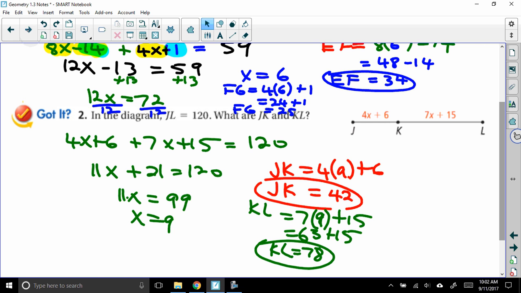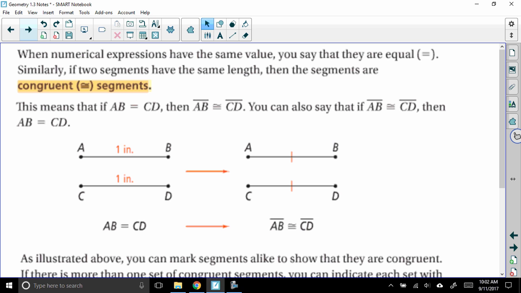Moving right along then. What numerical expressions have the same value when you say they are equal? Oh, when? I'm sorry. I misread that. I'm a horrible reader. When numerical expressions have the same value, you say they're equal. If two segments have the same length, we use a different language. We say that those segments are congruent. The sign for congruency is an equal sign with a little, I think that's a tilde. So an equal sign with a tilde, that means congruent.